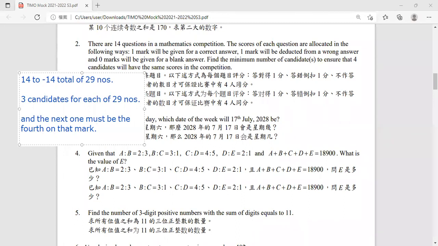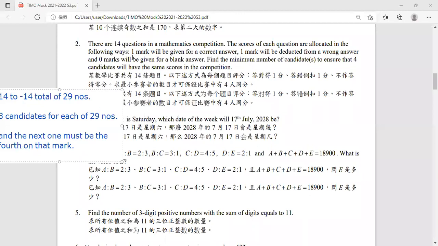Because we have zero marks for a blank answer, you can get 30 marks. You have 0 marks for the blank answer, so you can get 30 marks.